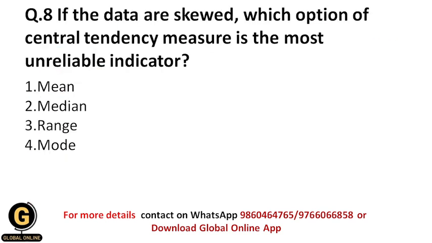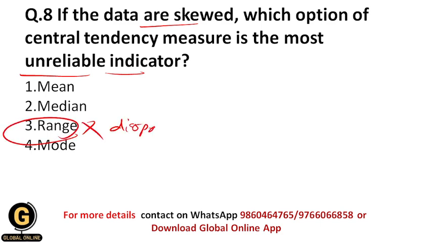Okay. If the data are skewed, which option of central tendency measure is the most unreliable indicator? Whenever the data distribution is asymmetrical, which measure of central tendency is an unreliable indicator? Whether mean, median or mode, because range is not a measure of central tendency, it is a measure of dispersion. There are only 3 measures of central tendency, and those are mean, median and mode.